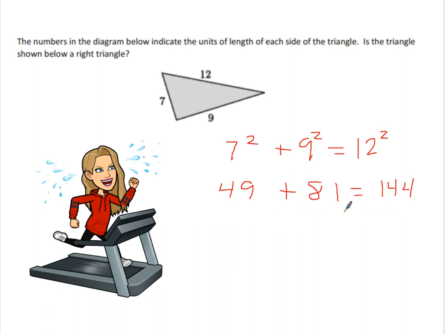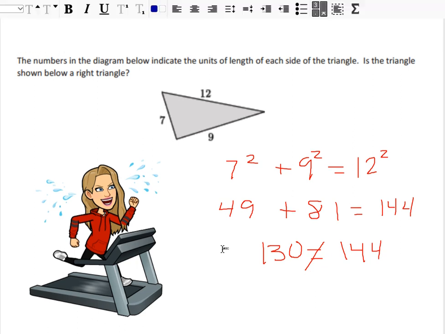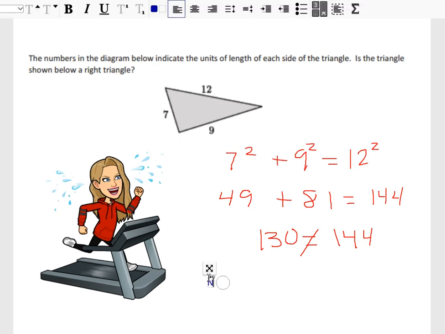So we need to see, does the left side equal 144? Well, when we add that, we actually get 130. So does 130 equal 144? No, it doesn't. So on this one, no, it is not a right triangle. Pretty easy, right? It's not much different than what we've been doing.